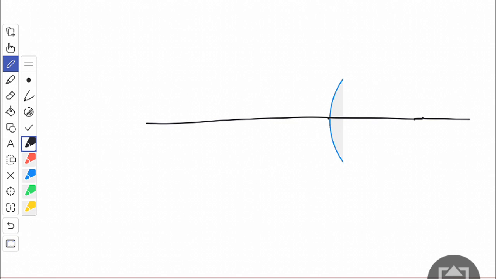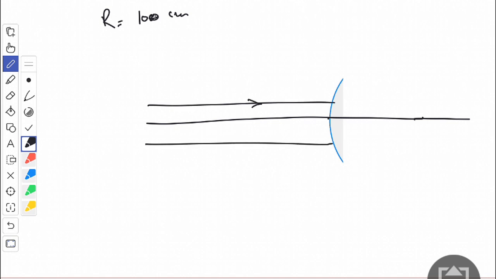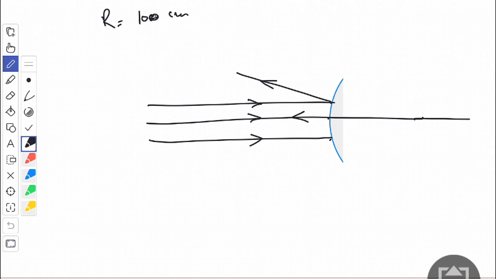Now for this convex mirror, let's say the radius of curvature R is equal to, let us say, 100 centimeters. Right? And now say parallel rays of light are coming. Let me draw it nicely. I'm taking 3 parallel rays, and what will happen after reflection? This one will go like this, this one will just come back, and this one will go like this.